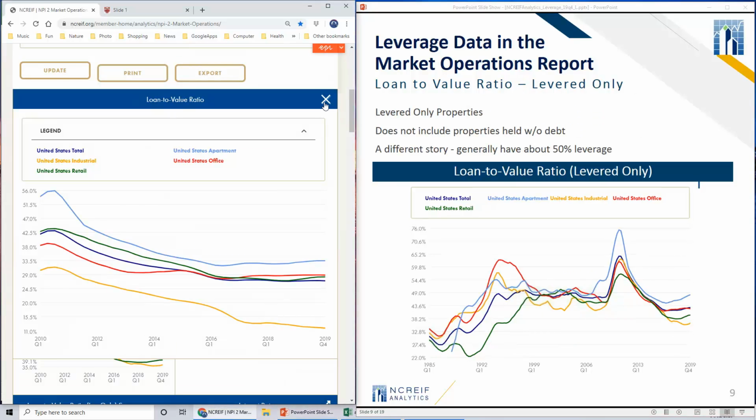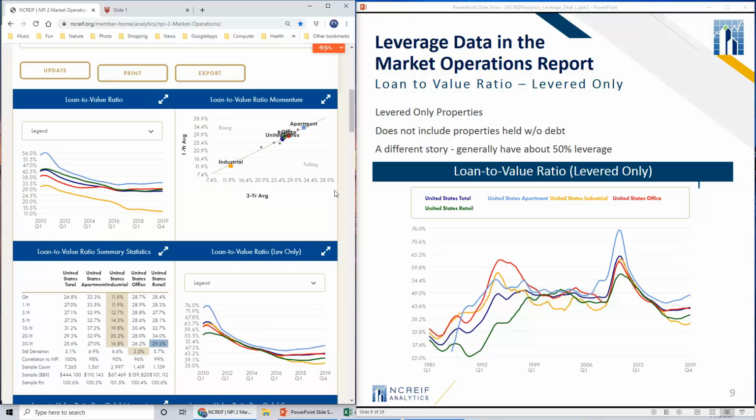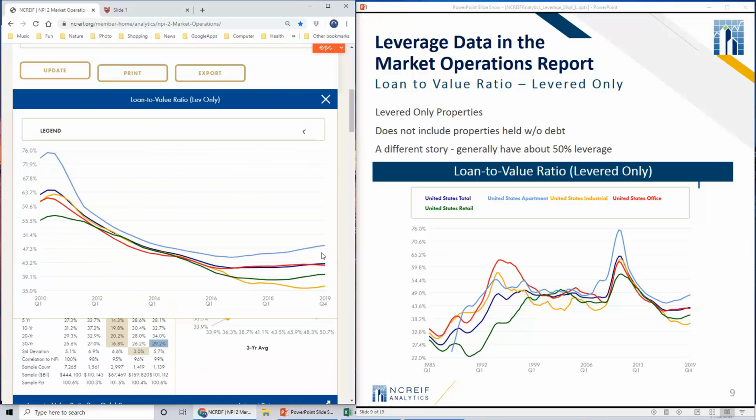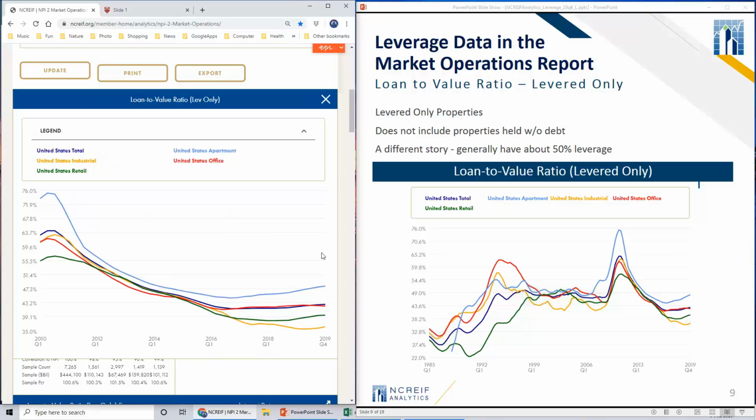Analytics also reports the LTV ratios for the universe of only those properties which hold debt during a particular quarter it is in the NPI. This is a slightly different story. These levered properties, market cycles aside, generally have about 50% leverage.